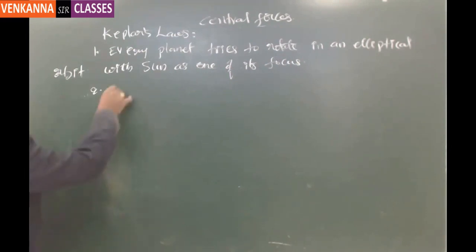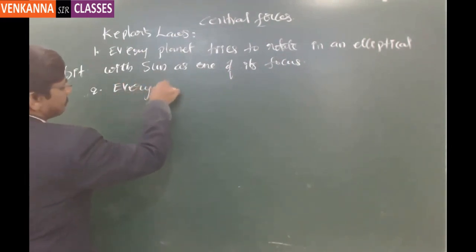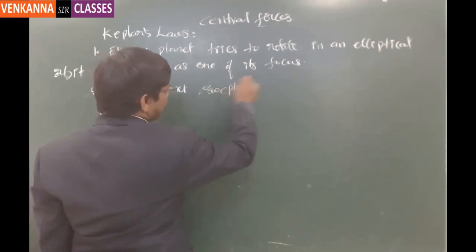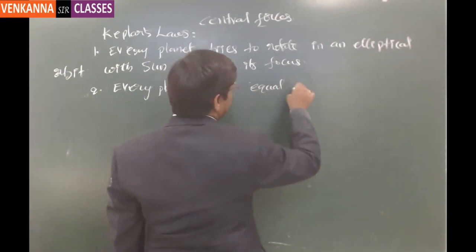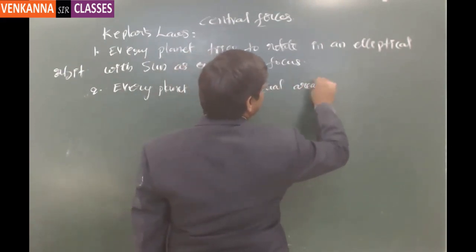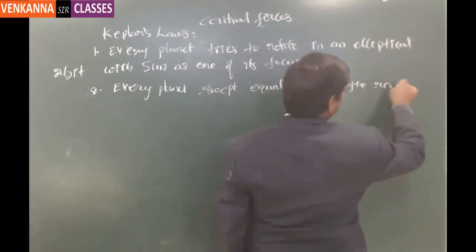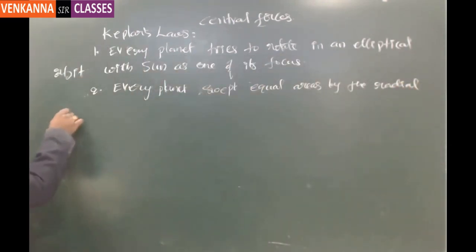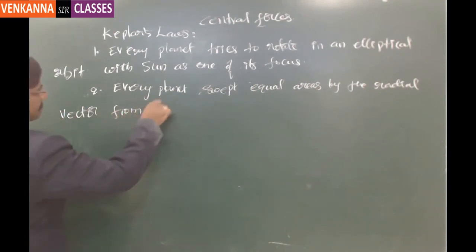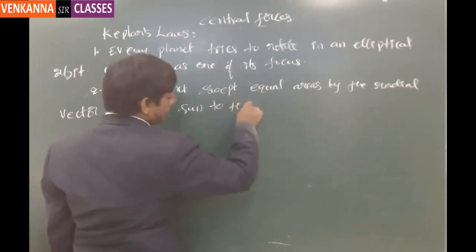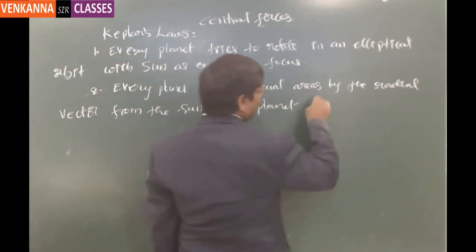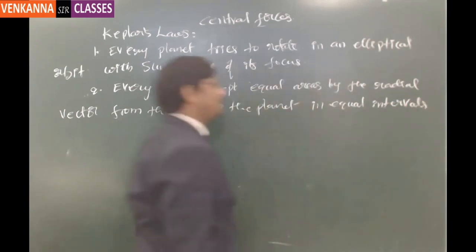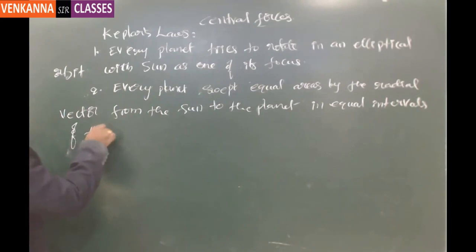And the second law is, every planet sweeps equal areas by the radial vector from the sun to the planet in equal intervals of time. So this is the second law.